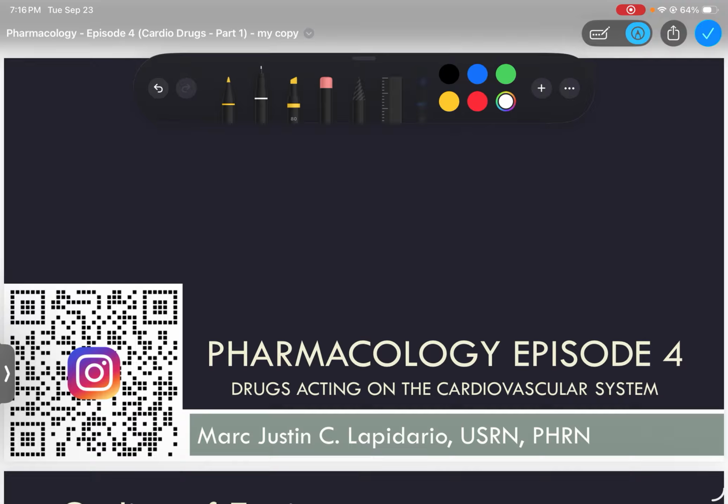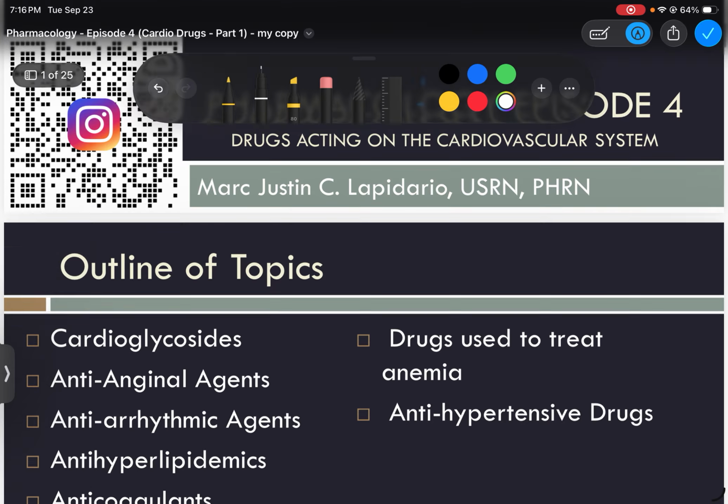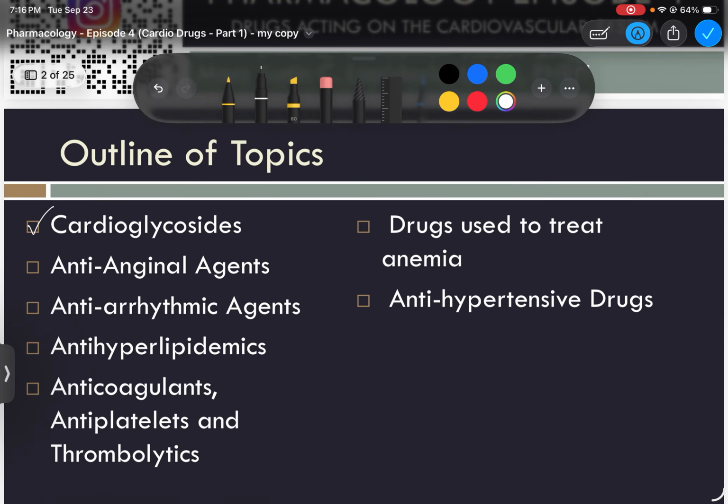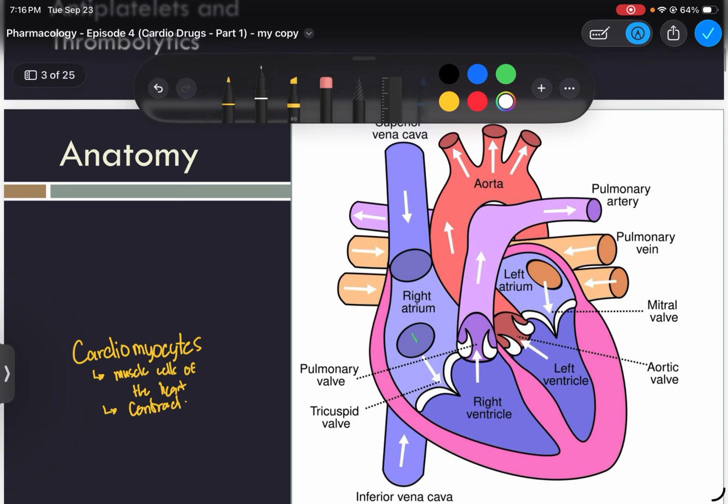So today we're gonna discuss pharmacology, drugs acting on the central nervous system. So today we're gonna discuss cardiac glycosides and anti-anginal agents. But I'm gonna start this lecture mostly talking about the anatomy. This will lay down the foundation of the following topics, so that it's easier for us to understand. So let's begin. Let's start with the anatomy now.